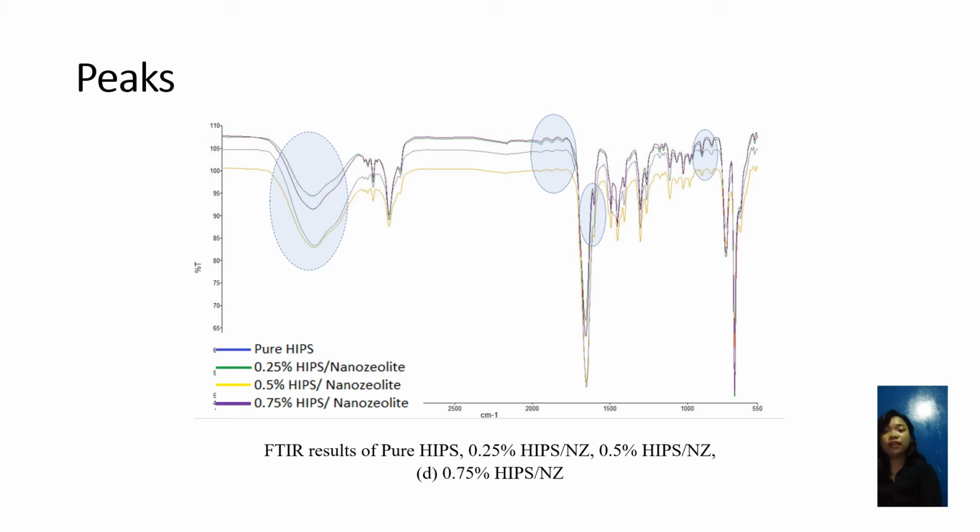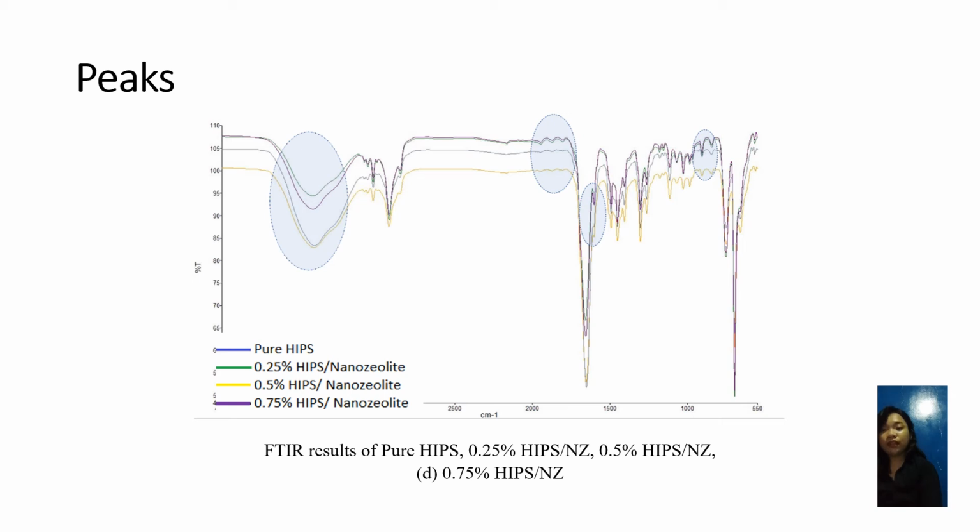When nanozeolite was added to HIPS, the broad transmittance peak at 3400 decreased, especially for the 0.25% and 0.75% samples. This can be due to the entrapment of water in the crevices of nanozeolite, dispersing the water molecules, which changes the response to infrared light. The small peak at around 1700 and a broader one at 2100 also began to change at higher nanozeolite content, suggesting conjugation of carbon-carbon bonds.